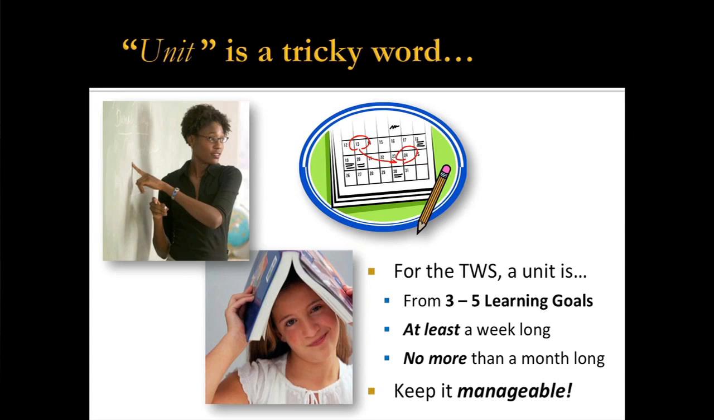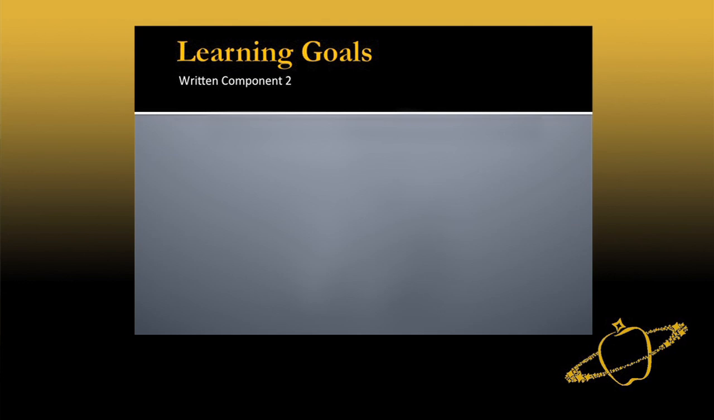One of the comments that I got back on the feedback survey said, the teacher work sample was unbelievably involved. I had an 11-week unit, and then they went on. But that's why it was too big to manage. An 11-week unit? That's this much data. Cut yourself some slack. Okay? 3 to 5, at least a week, no more than a month. We good there? Okay. So that raises the question, what's a learning goal?